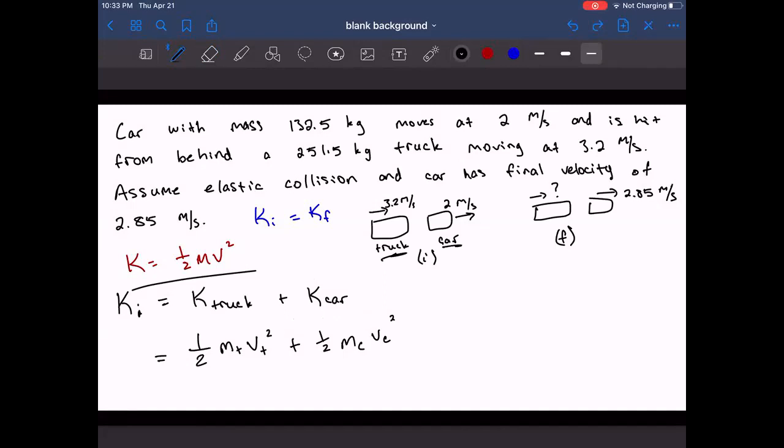So like I said, if you understand up to this point, then you can get the rest because it's the same thing for Kf. K truck final. It's a little better. Normally you would do that. I just shouldn't neglect that. K car final.